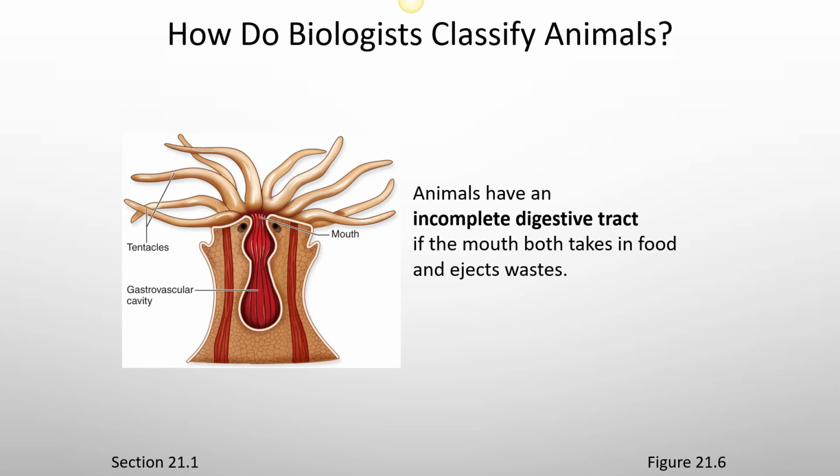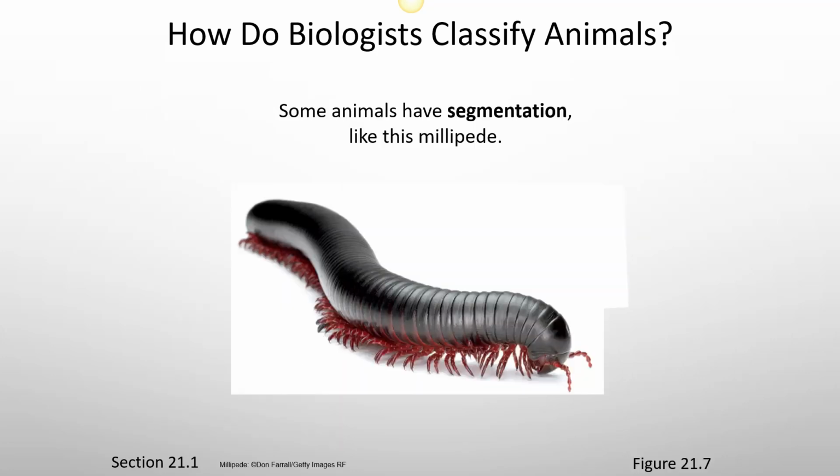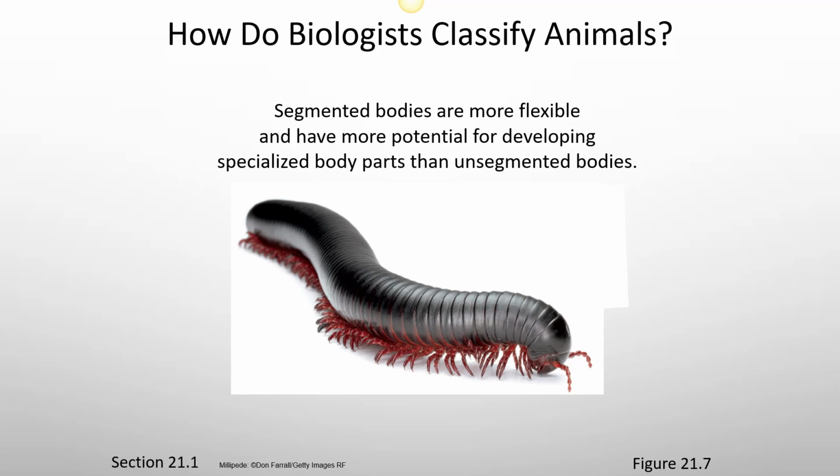Animals have an incomplete digestive tract if the mouth both takes in food and ejects wastes. Animals have a complete digestive tract if food passes in one direction from mouth to anus. Some animals have segmentation, like this millipede. Segmented bodies are more flexible and have more potential for developing specialized body parts than unsegmented bodies.